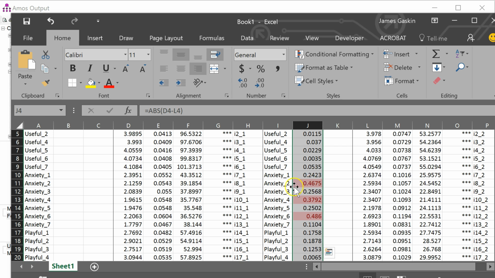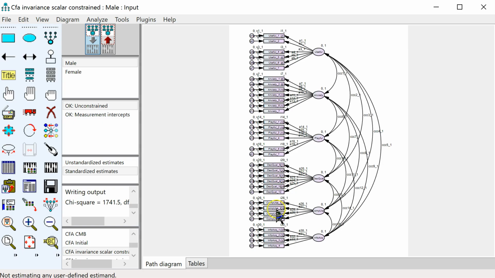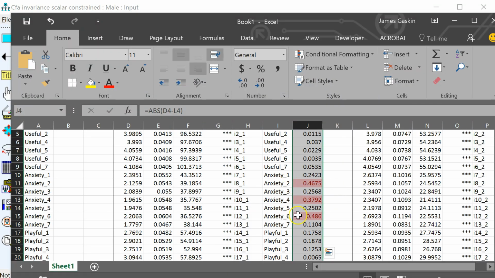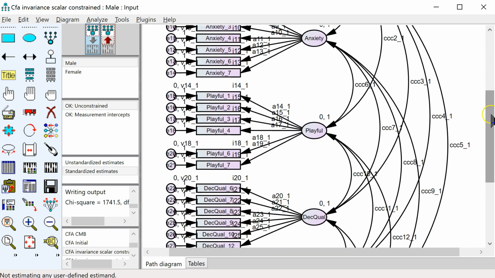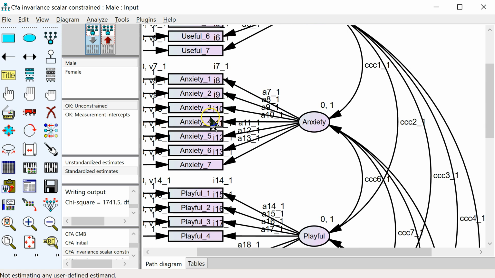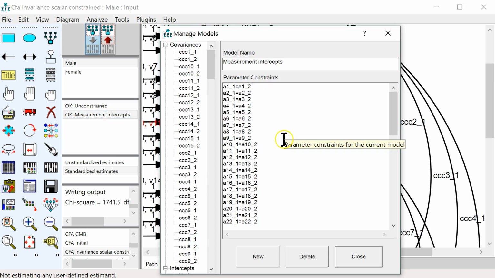The way to do that is go back to Amos. Two, four, six. That's easy to remember. And I'm just going to go ahead and unconstrain those three. So let's go find anxiety, which is right here. Zoom up into here. And the intercept for 2, 4, and 6. Here's anxiety 6, 4, and 2. That is hard to see. It's I8, I10, and I12. So we're going to go to this model, measurement intercepts, 8, 10, and 12.